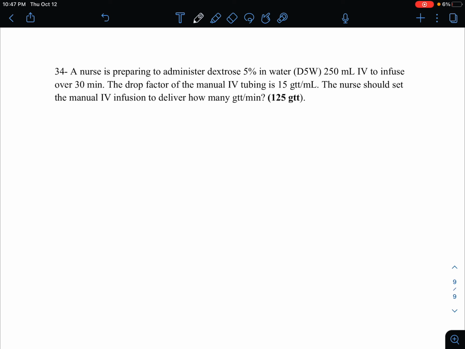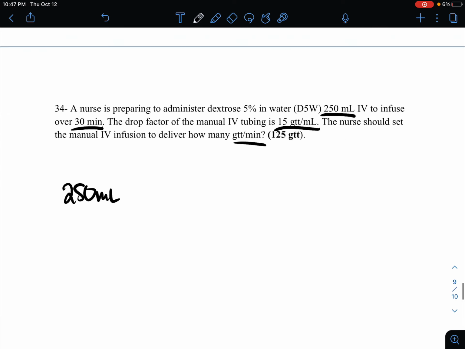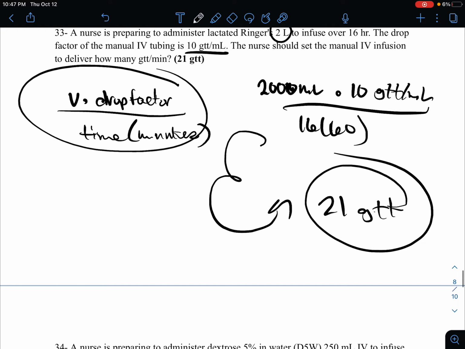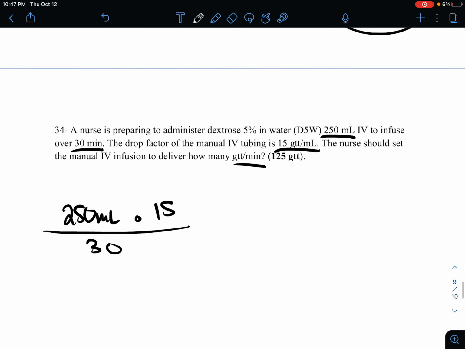Okay, next one. 250 mL to infuse over 30 minutes. The drop factor is 15 gtt per mL. How many drops per minute? Okay, let's plug it in. 250 is our volume. Once again, remember our formula right here: 250 times the drop factor, which is 15, over time in minutes, which is 30. It gave us everything here. You plug that all in and you get 125 gtt per minute.